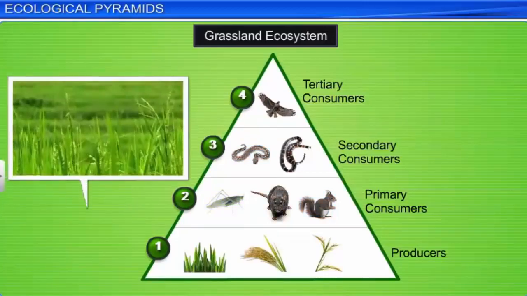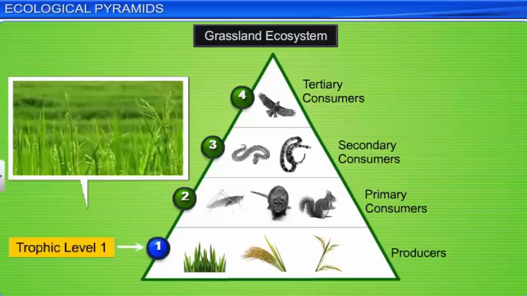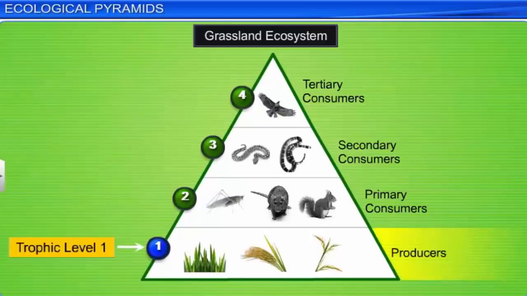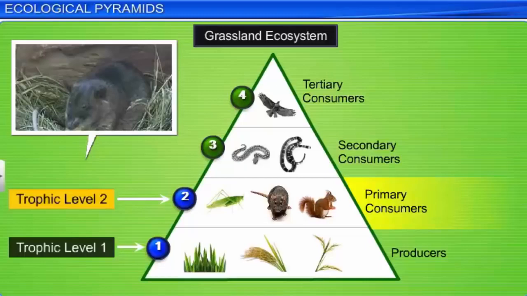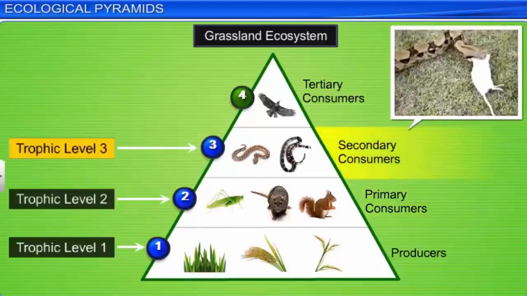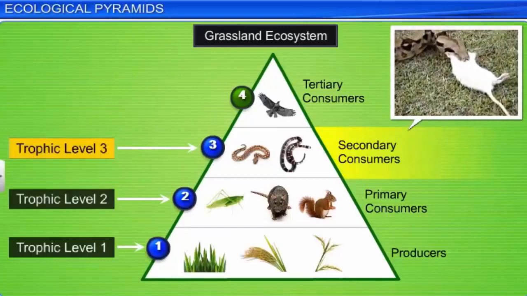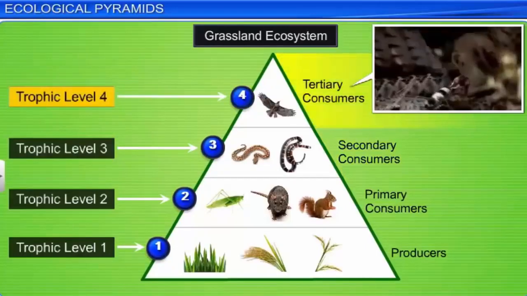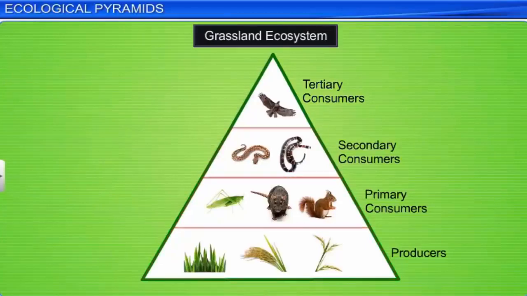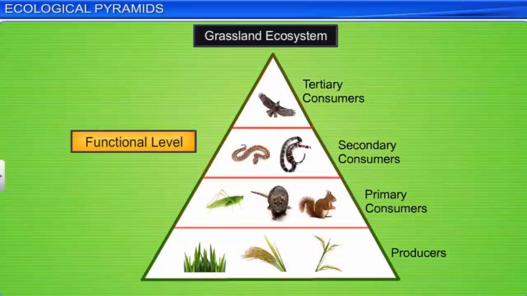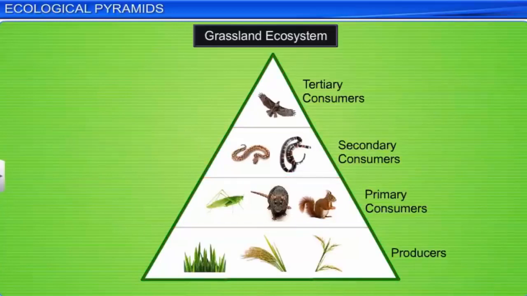The base of an ecological pyramid represents the first trophic level or producers. The next trophic level comprises primary consumers, followed by secondary consumers, and finally tertiary consumers at the top. Each of these trophic levels represents a functional level and not a single species as such. Also, all the organisms at a particular trophic level must be considered for any calculation on number, biomass, or energy.